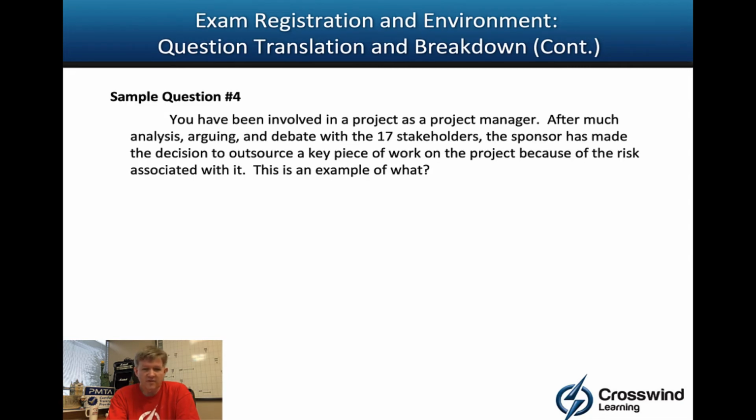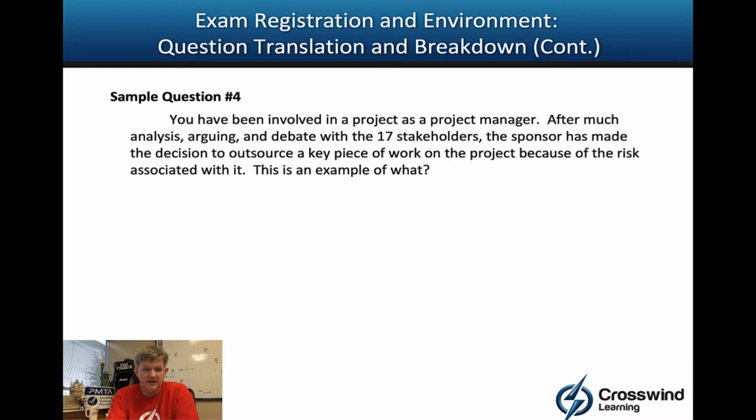Sample question number 4. Okay, this is an example of what? Well, let's see. You've been involved in a project as a project manager. After much analysis, arguing, and debate with the 17 stakeholders, the sponsor has made the decision to outsource a key piece of work on the project because of the risk associated with it. This is an example of what?